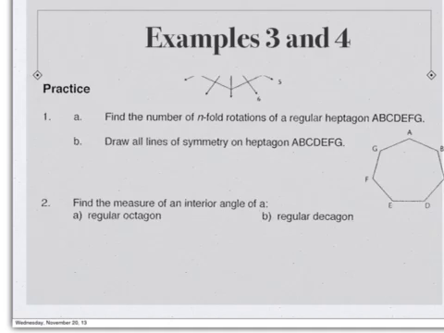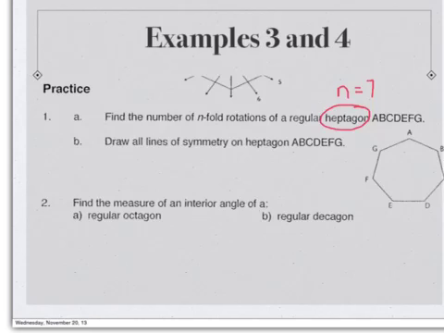Okay, so 2 more examples to get through and then we're done for today. Find the number of n-fold rotations of a regular heptagon, A, B, C, D, E, F, G. That's just the name of the heptagon. Well, heptagon is how many sides?